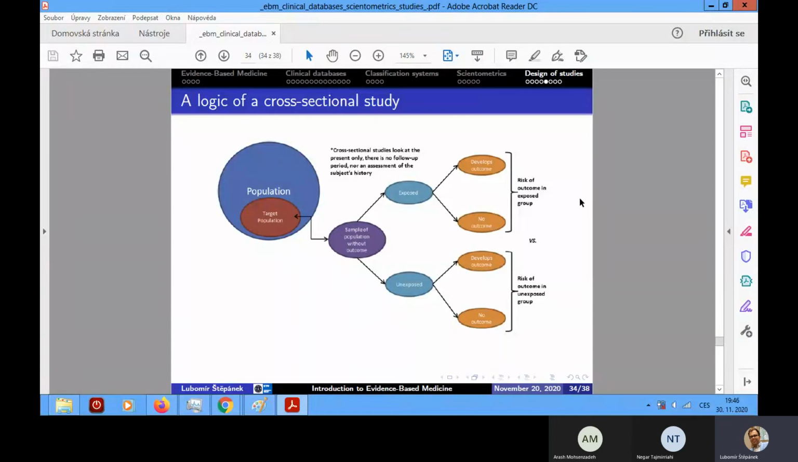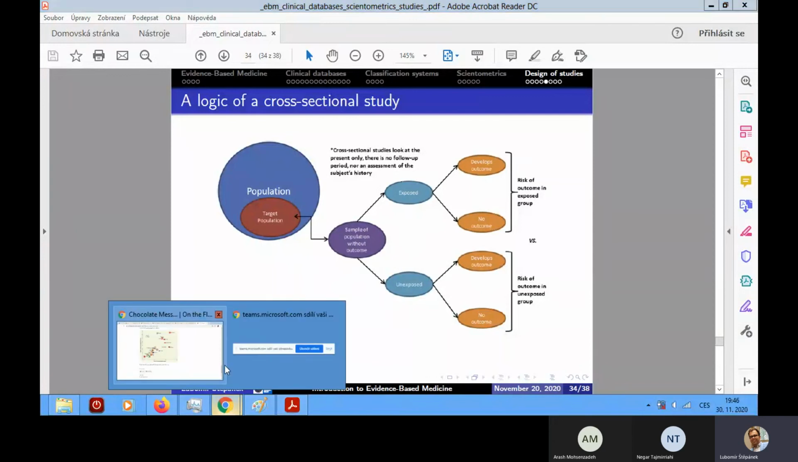If there is no time axis, no definition of time, we are not able to say what is the initial reason and what is the final consequence. A good example is obesity versus back pains. What was first? It's something which is also sometimes called the chicken and egg fallacy. What was first?